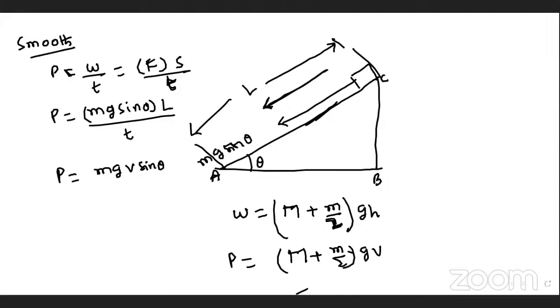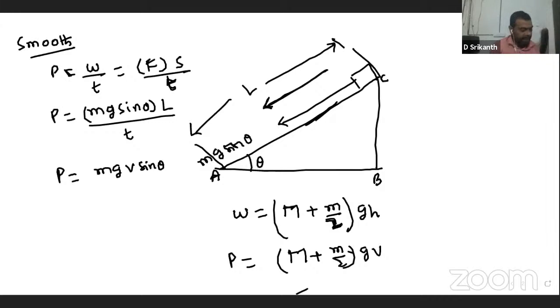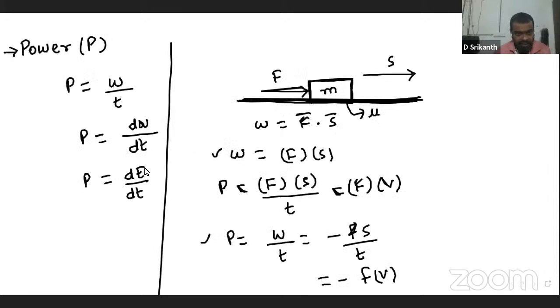Okay. Where is it? Power, it is page number 19. Page number 19. Here you are having applications. See, instantaneous power, that is dW by dt. Okay, dW by dt. And area under the PT graph, power versus time.